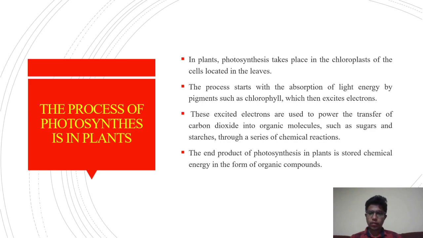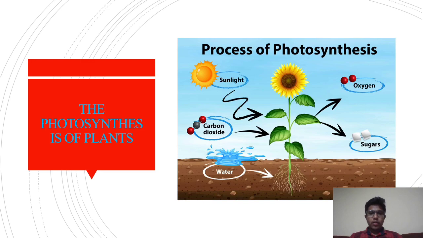The end product of photosynthesis in plants is stored chemical energy in the form of organic compounds. The process of photosynthesis in plants is shown in this figure.